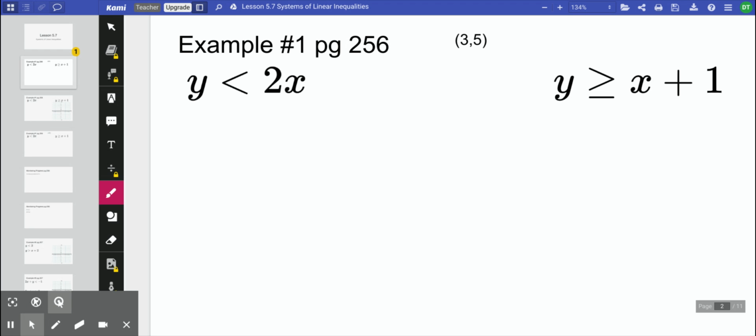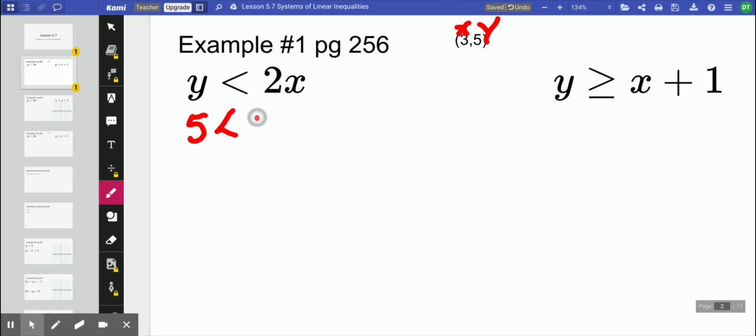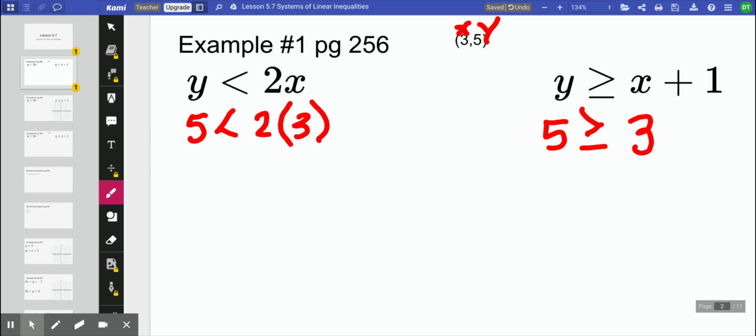So we've done this enough times before. The very first thing you should think of is, we're trying to figure out if it's a solution. We have to plug that point into both equations. So again, the first number is the x, the second is the y. And so here we have 5 is less than 2 times 3. And here we would have 5 is greater than or equal to 3 plus 1.